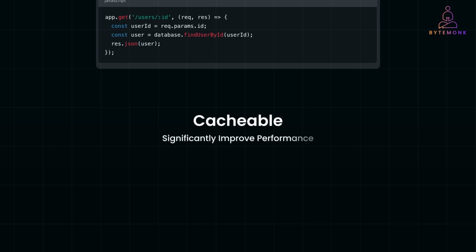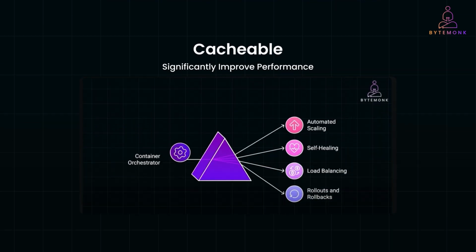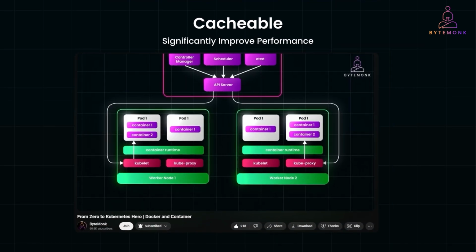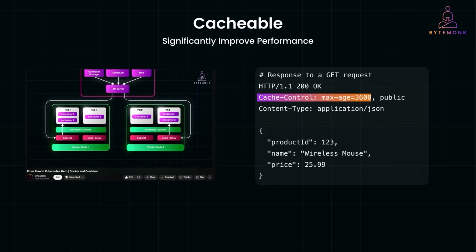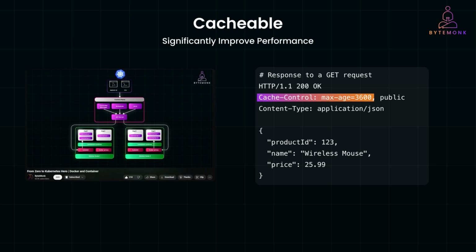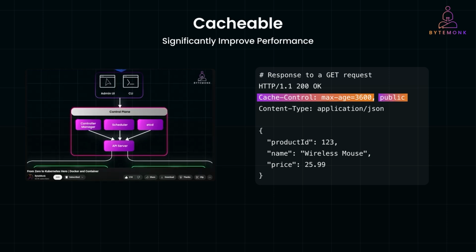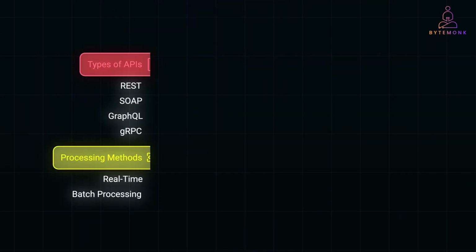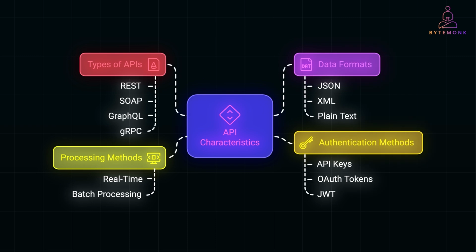This can significantly improve performance by avoiding repeated server processing for the same request. For example, when you watch a video online, your browser might cache it locally so you can rewatch it without downloading it again. So in our case here, cache control max age of 3600 means the response can be cached for 3600 seconds or 1 hour. Public here indicates that the response can be stored in shared caches. So the next time the client makes the same request within the cache duration, the cached response is used instead of querying the server.